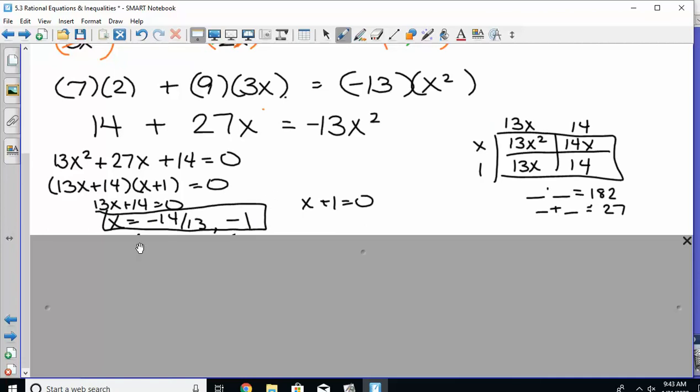So the strategy on these is to get rid of your fraction, but you do have to check at the end and make sure that whatever answer you get won't make your denominator 0.